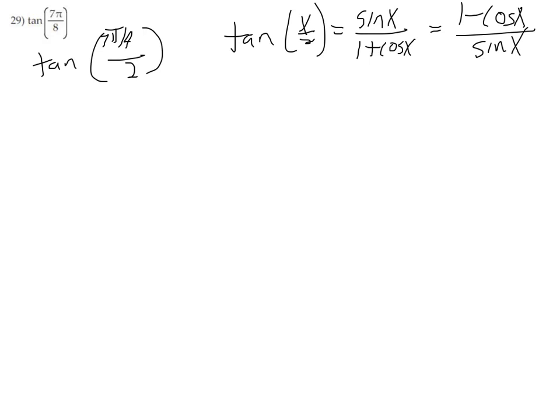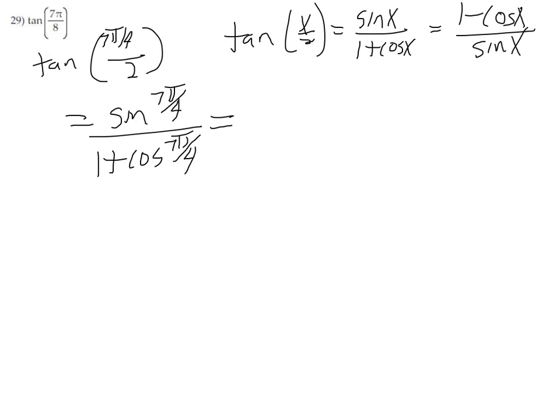Either one will give us the same result. So, knowing that x is 7 pi fourths, we're going to just plug in. I'll use the first one. We'll plug in 7 pi fourths for the x's and get this is equal to sine 7 pi fourths divided by 1 plus cosine 7 pi fourths.